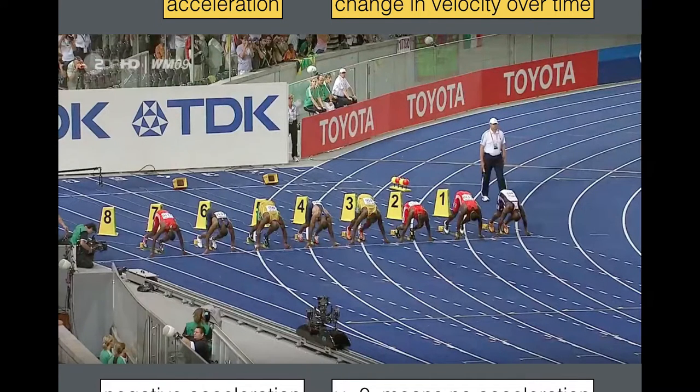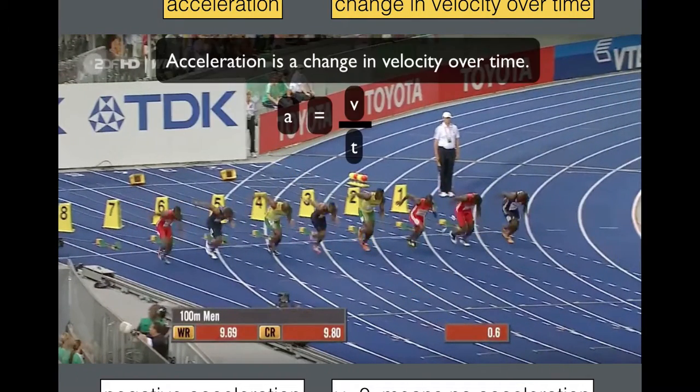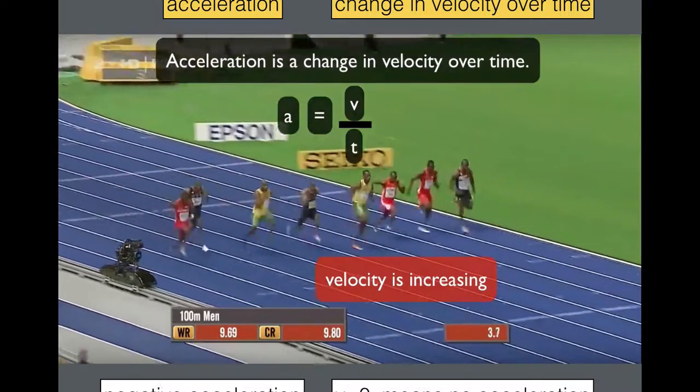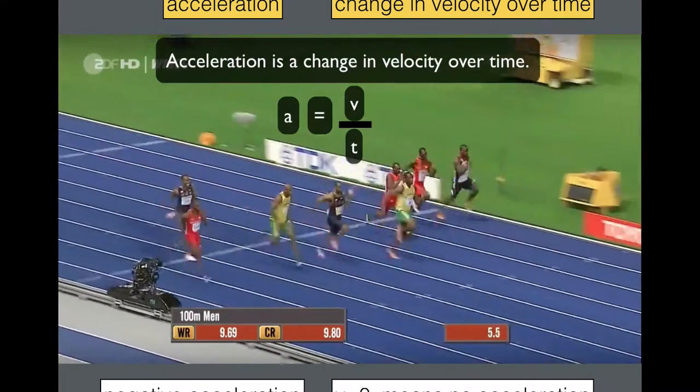All right, so here I have another video, Usain Bolt. At 2.6 seconds, Usain Bolt is accelerating. He's going faster than his initial velocity. And as every second goes by, he continues to accelerate, so his velocity is changing over time. His velocity is increasing, and as you can see, it's increasing faster. He's accelerating faster than anybody else on that track.